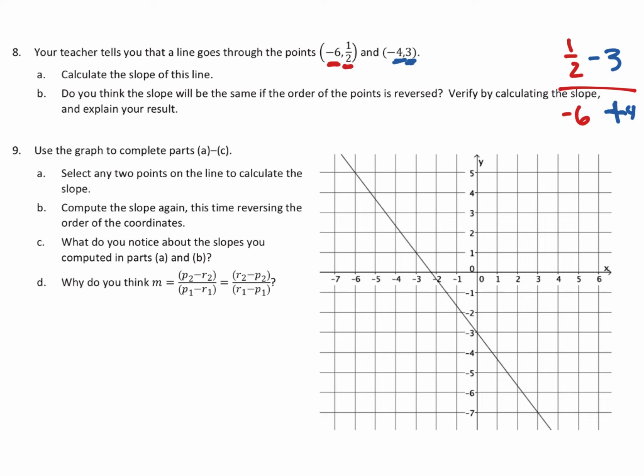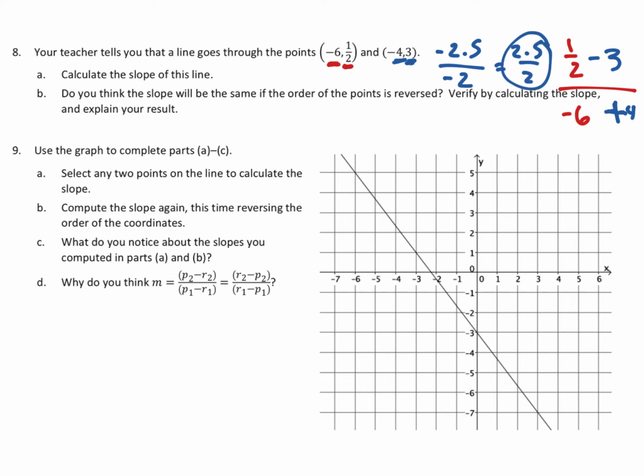So 1/2 minus 3 is -2.5. And then -6 plus 4 is -2. So the negatives divide out, and we just have 2.5 over 2 as our slope. Another way this could be written is 5/4, or you can change it to a decimal and have 1 1/4.